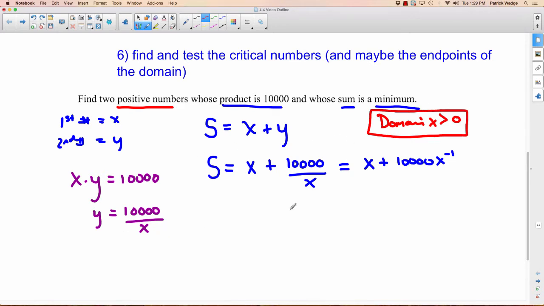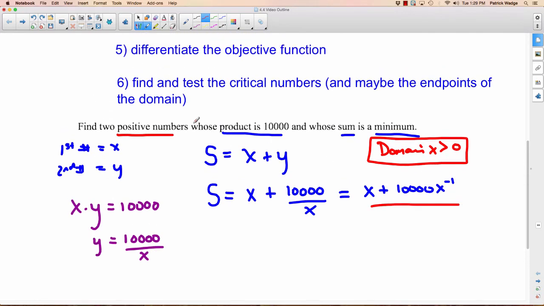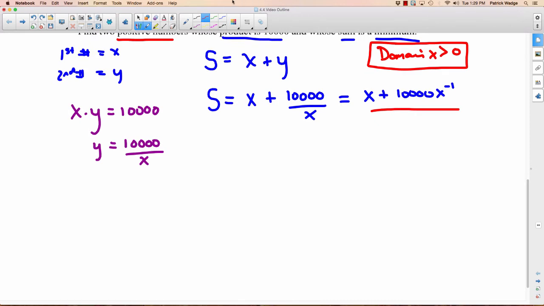Notice we don't have to talk about y here because once we got down to this point, we only have x in our objective function. So in this objective function, the domain of x has to be greater than 0, has to be positive. This is our objective function right here, written in terms of one letter. So we're all set up to do step 5, take the derivative. So that's what we'll do now.